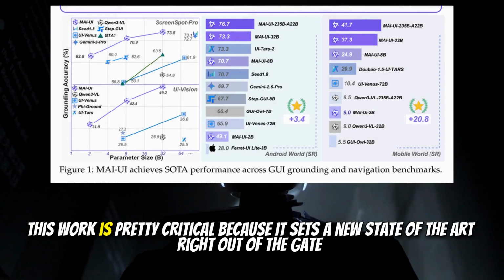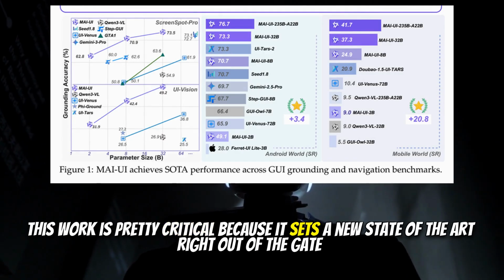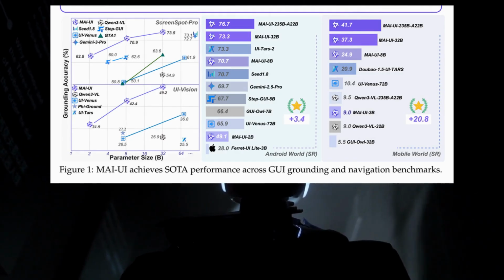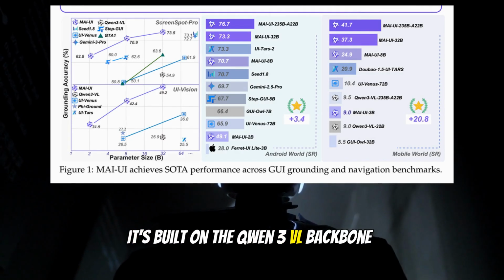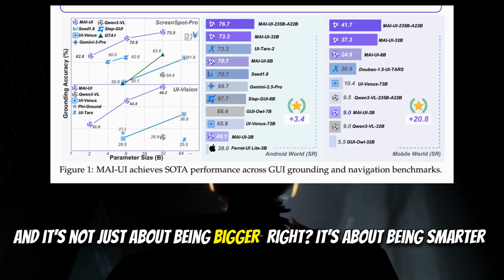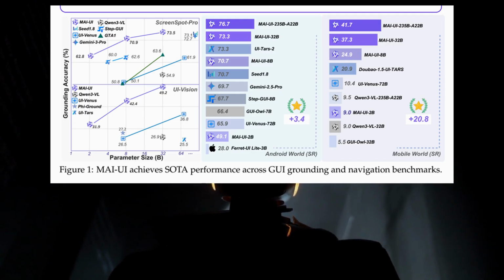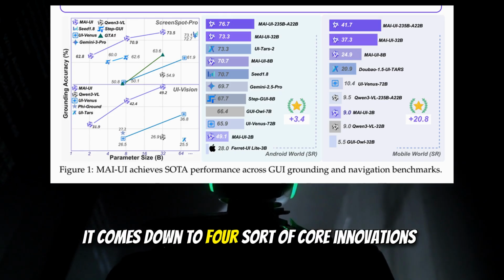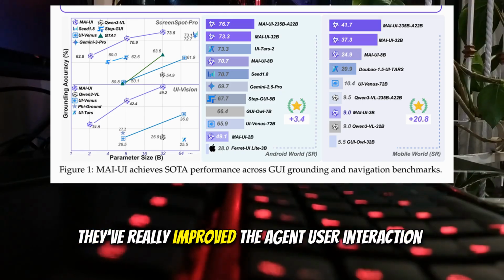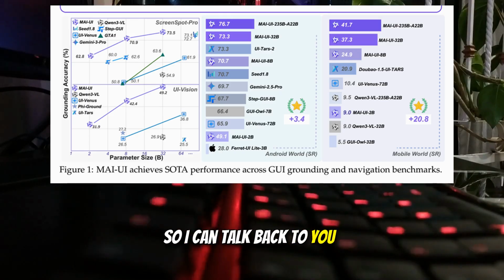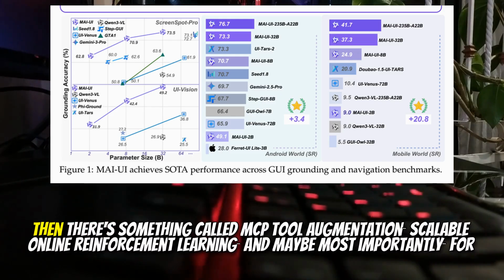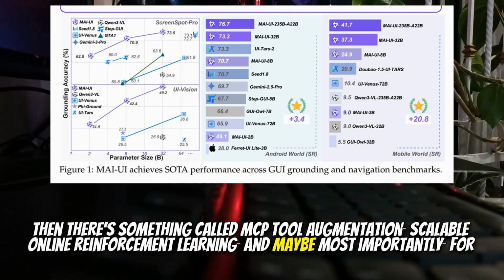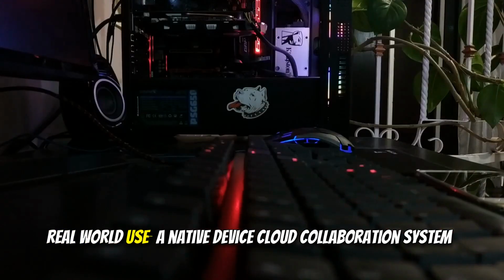This work is pretty critical because it sets a new state-of-the-art right out of the gate. It's built on the Qwen 3 VL backbone. And it's not just about being bigger, right? It's about being smarter. That's the key. It comes down to four core innovations. They've really improved the agent-user interaction. So it can talk back to you. Yeah, ask for clarification. Then there's something called MCP tool augmentation, scalable online reinforcement learning, and maybe most importantly for real-world use, a native device cloud collaboration system.